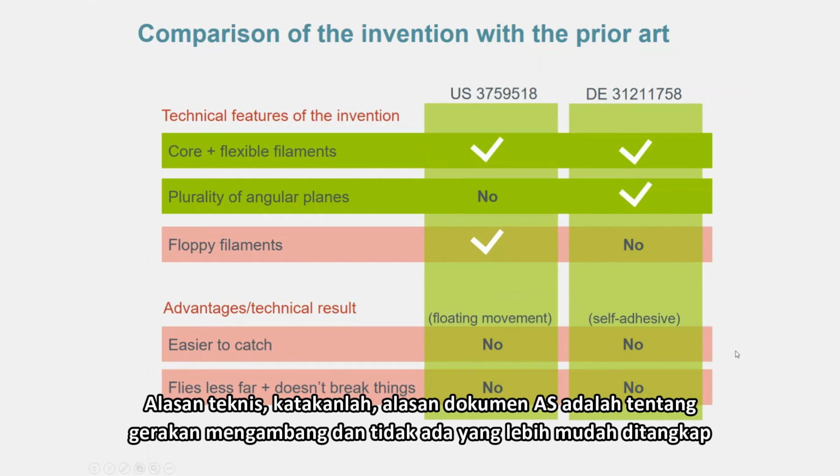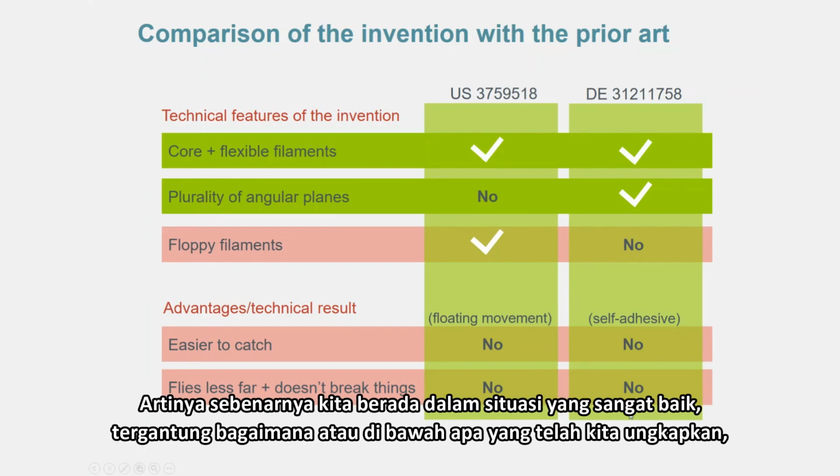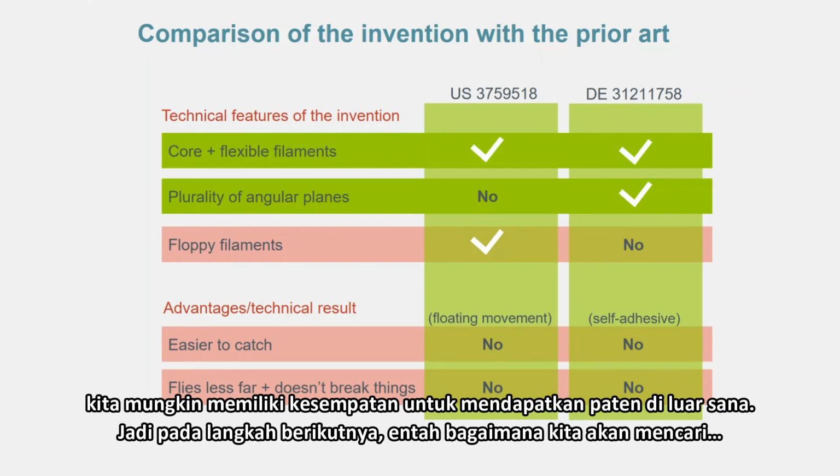None of them is easier to catch, and none of them is thought to fly less far and doesn't break things. So both of them have other advantages and technical results. So it means that actually we are in a very good situation. Depending on how and what we have disclosed, we might have a chance to get a patent out there.